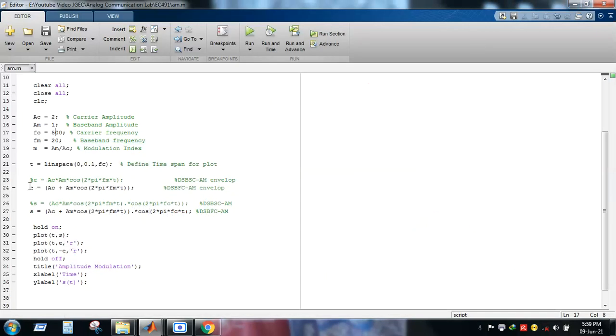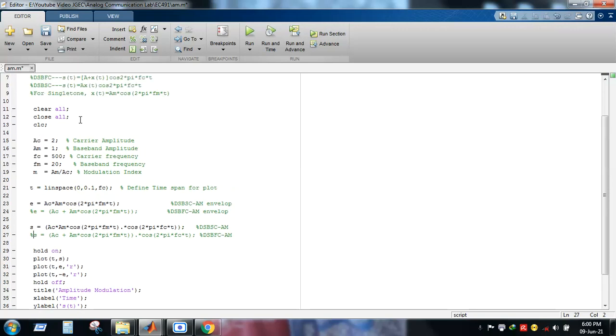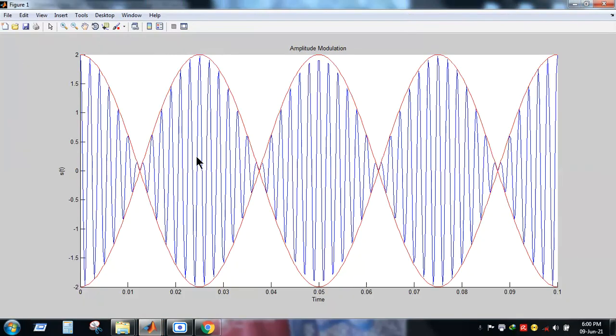Next, if you want to observe the DSBSC signal, in that scenario we make this line a comment and open this line, and this line and this line will also be used as comments. We are now using the envelope of the DSBSC signal, that is A x(t) cos 2 pi fm t, and the equation for the DSBSC signal, that is A x(t) into cos 2 pi fc t. Again we are plotting. You can see that this is the DSBSC signal.